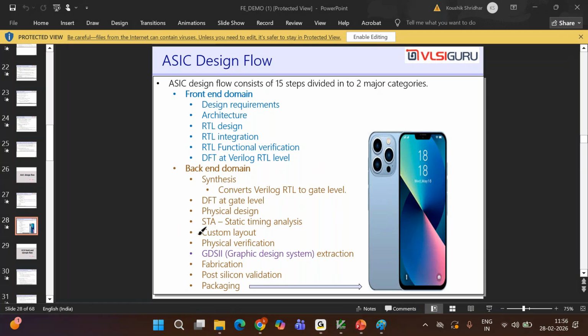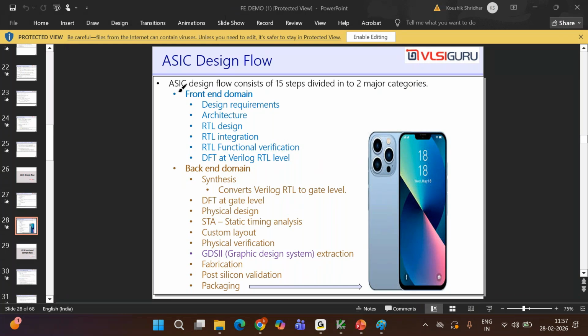Then comes STA, static timing analysis, custom layout, physical verification, GDSII extraction. Basically, it's a file extraction process, then fabrication, post silicon validation, and packaging. So these are the different backend domains present, and these are the front end domains present. The physical design engineer takes care of physical verification, GDSII, fabrication, all those things. Post silicon validation is again a different course, the validation course.